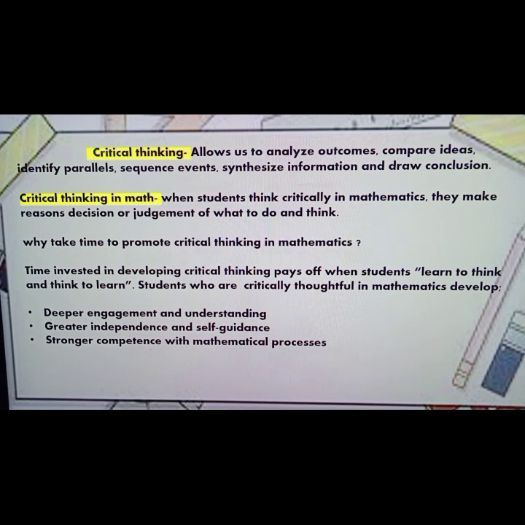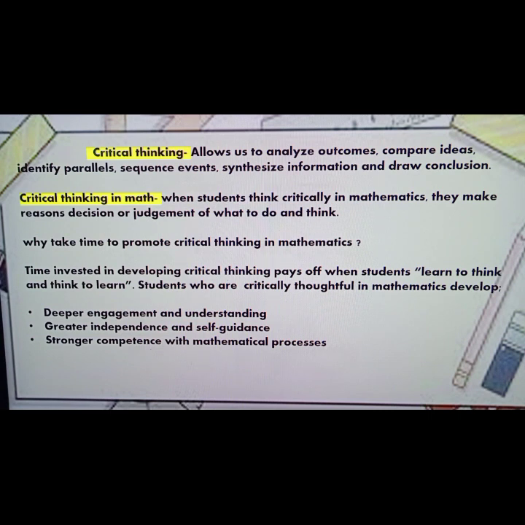So why take time to promote critical thinking in mathematics? Critical thinking in mathematics is not easy to deal with, especially if the students are not that good or do not like mathematics. That's why it takes time to promote critical thinking in math. Time invested in developing critical thinking pays off when students learn to think and think to learn. Students who are critically thoughtful in mathematics develop deeper engagement and understanding, greater independence and self-guidance, and stronger competence with mathematical processes.